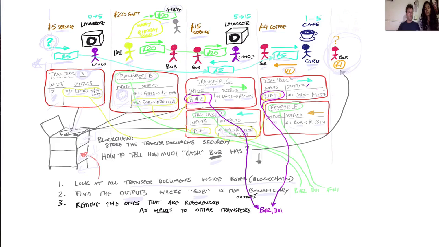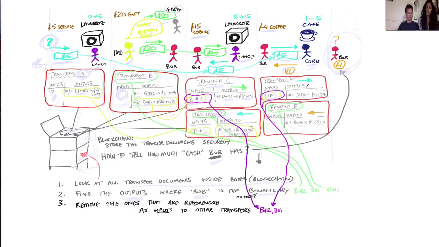the input to that transaction was Bob paying the laundrette that £20 note, and he was referencing output number 2 of transfer B, which is when he received that £20 note. So transfer C proves that Bob has handed over that £20 note, so he no longer has it. So B number 2 is out.